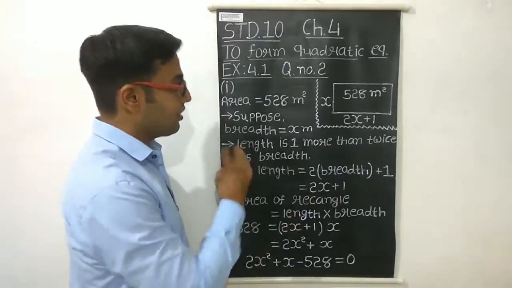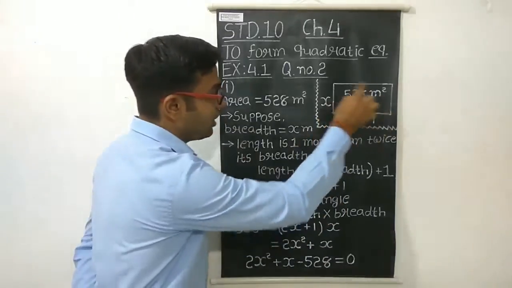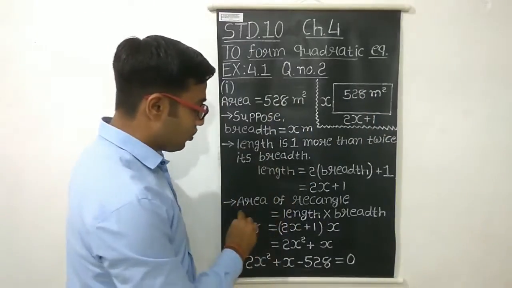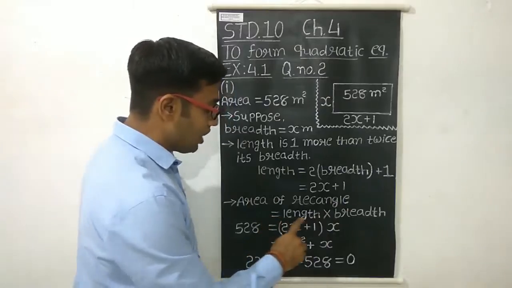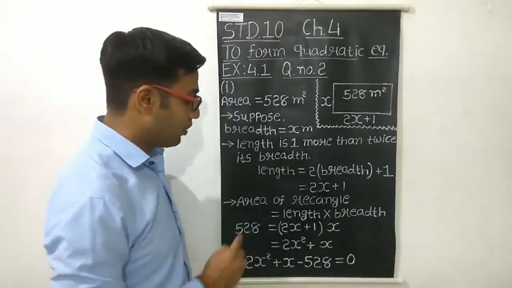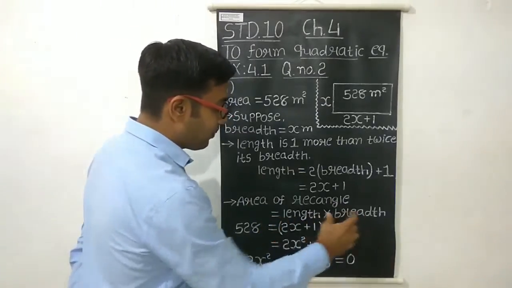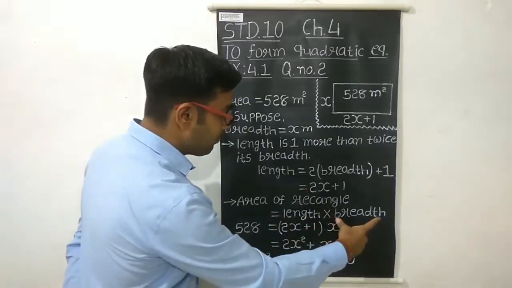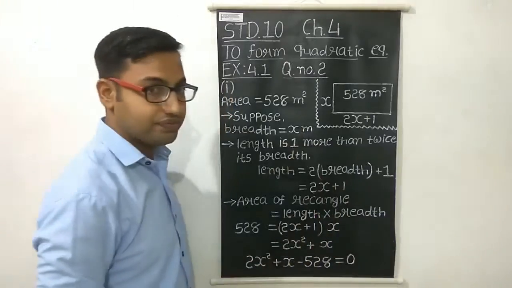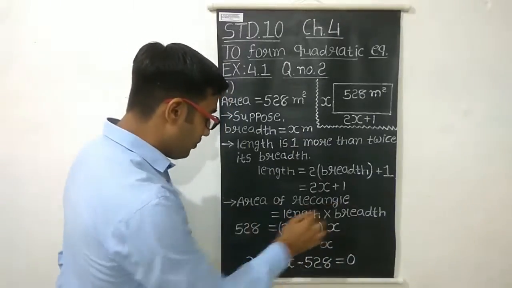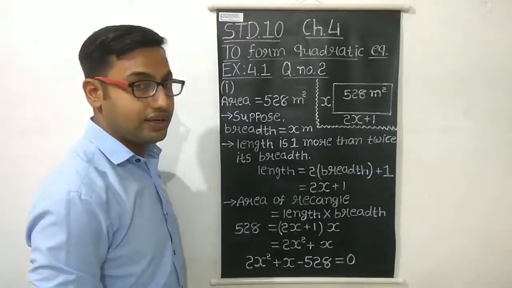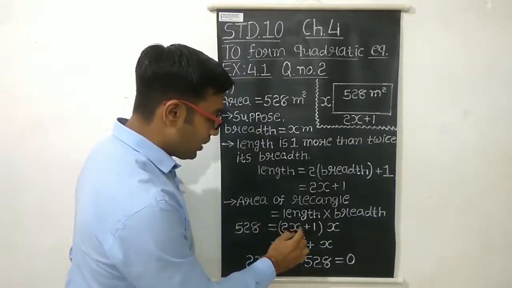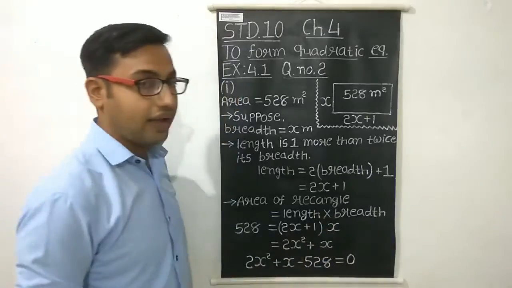Now we have both length and breadth, and we also have the area. So use the formula to find the area. Area of the rectangle is equal to length into breadth. So put in the values of length and breadth. Length is 2x plus 1, multiplied by breadth, which is x. And the area of the rectangle is 528. So the equation is 528 is equal to 2x plus 1 multiplied by x.